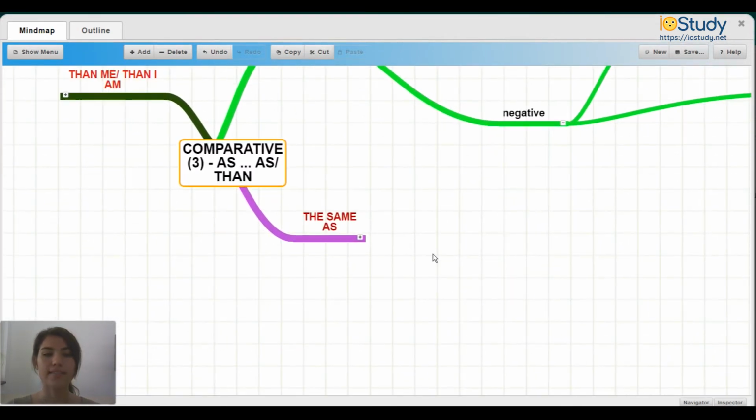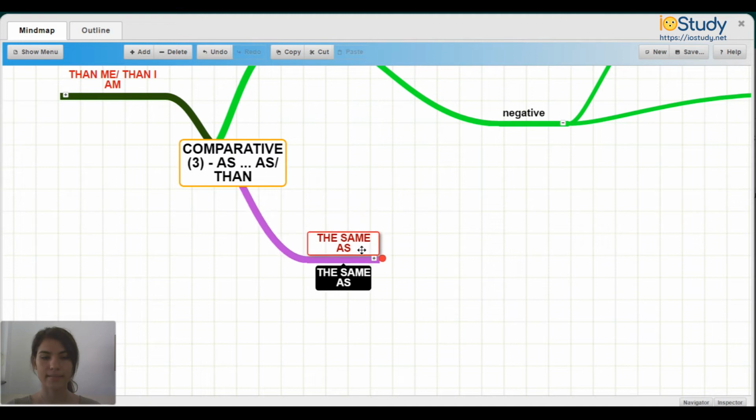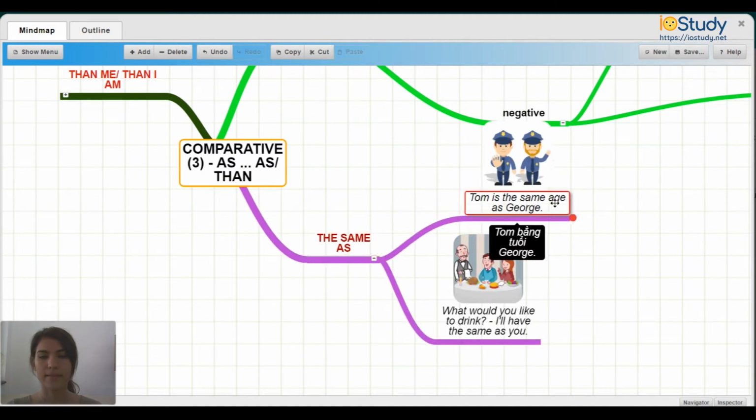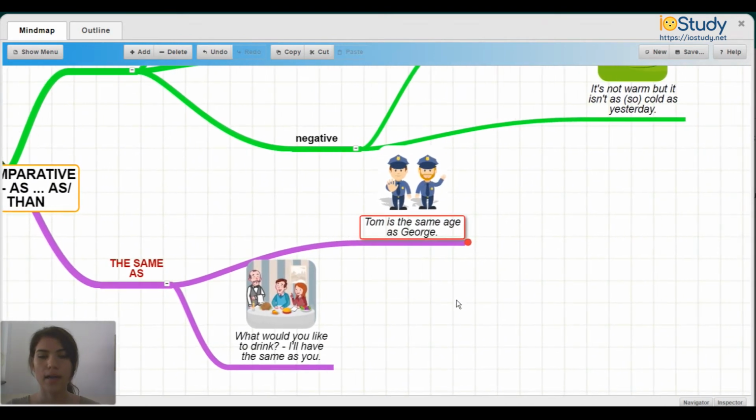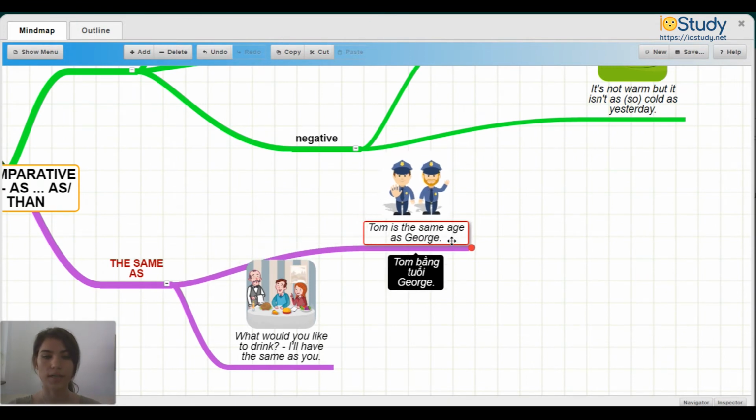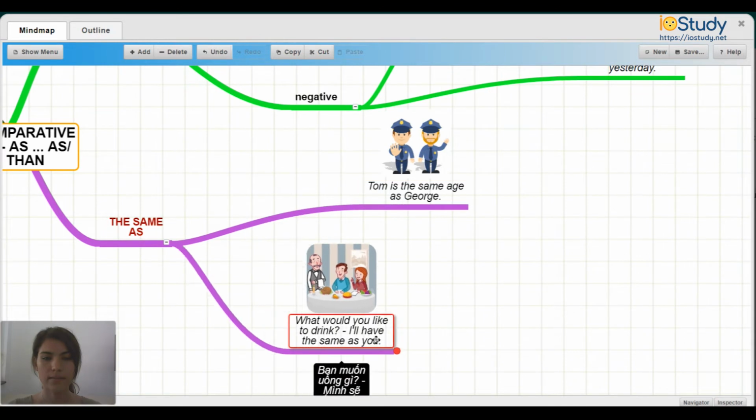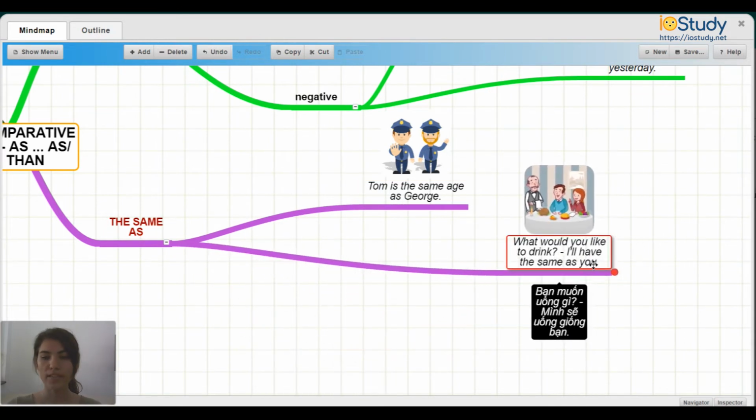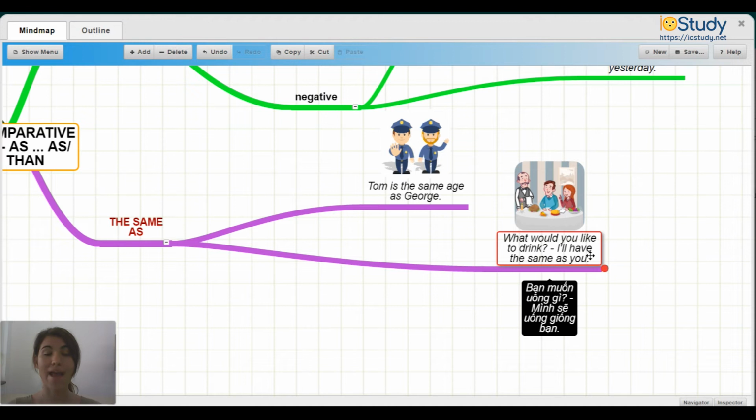Now let's look at using the same as. Tom is the same age as George. And what would you like to drink? I'll have the same as you. So in both of these sentences, we're using the same as.